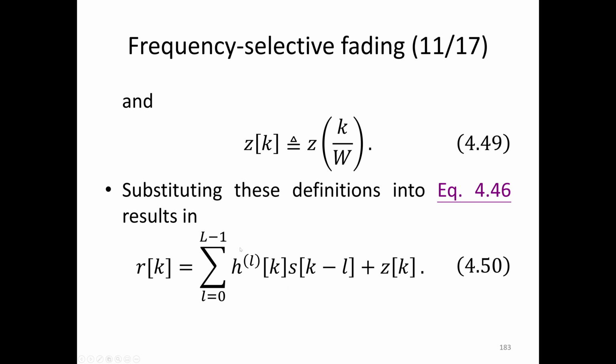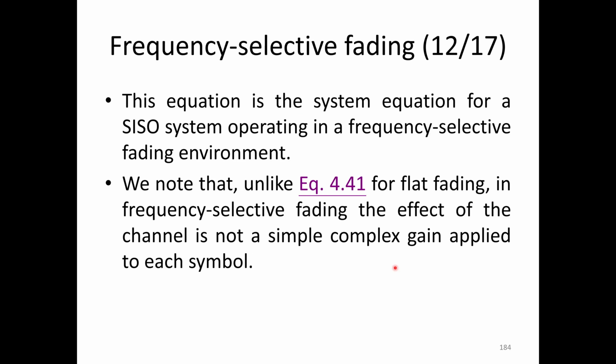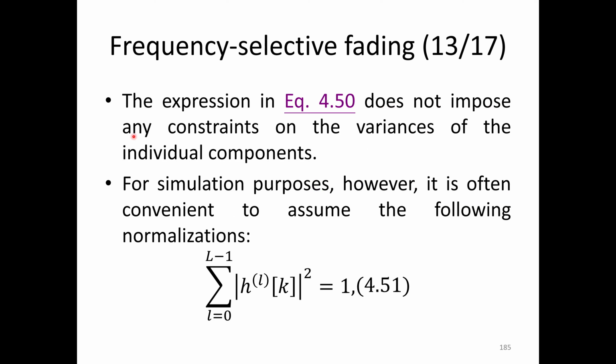This equation, we have seen this several minutes ago. It does not impose any constraints on the variances of the individual components. For simulation purposes, however, it is often convenient to assume the following normalizations. Summation small l is equal to 0 to capital L minus 1, the square of the absolute value of HL of k is equal to 1.